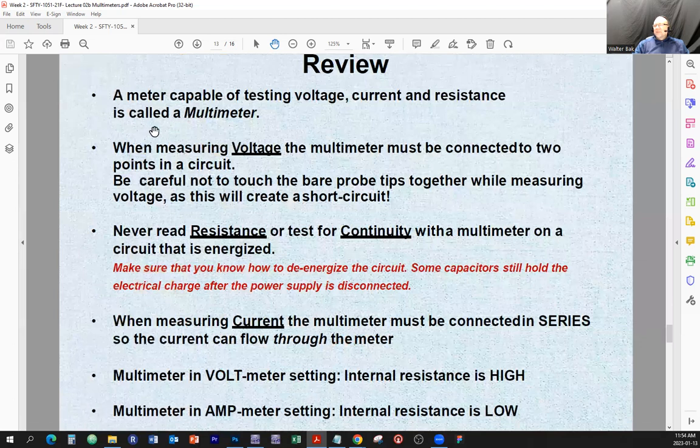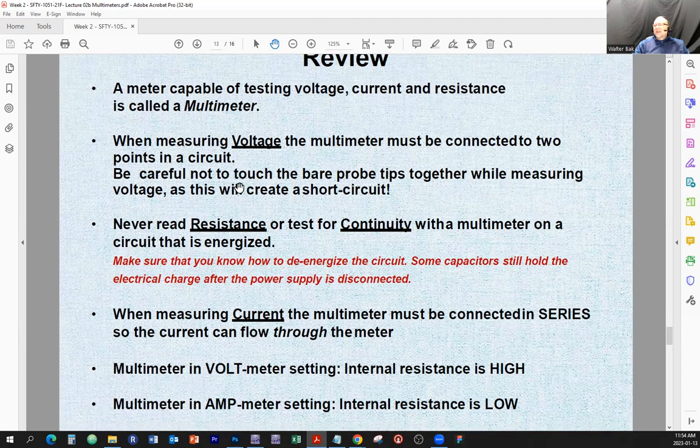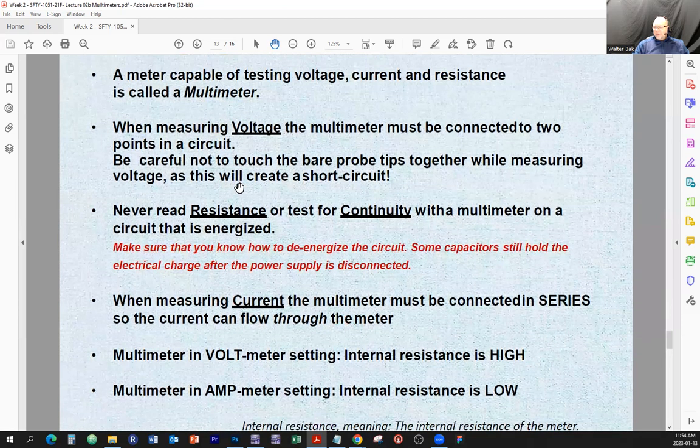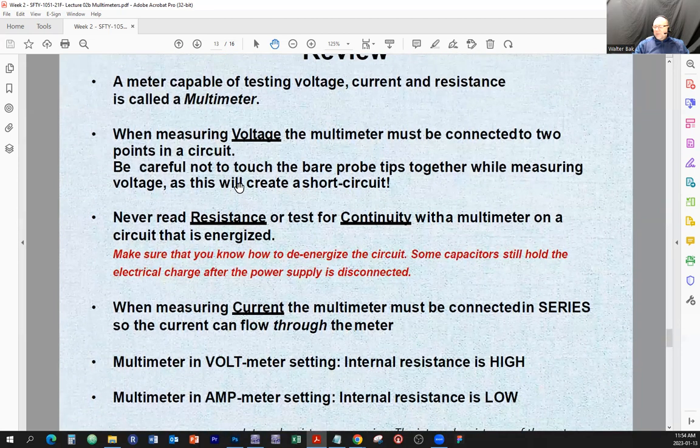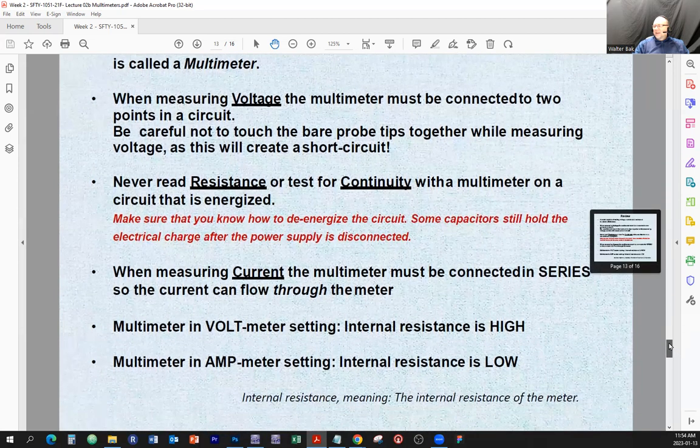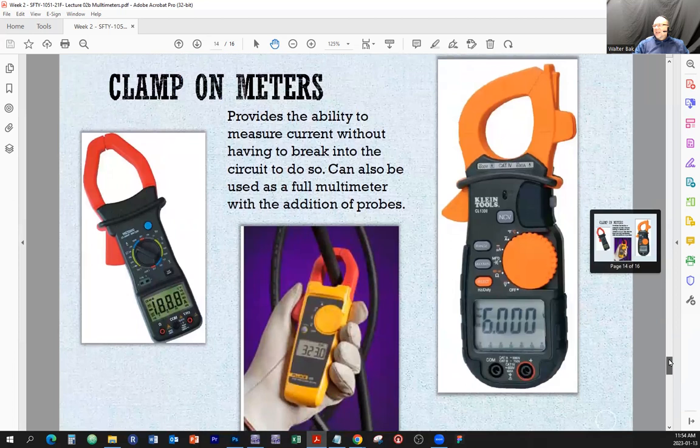And here's the review. A meter capable of testing voltage is, so you know what, I'm going to let you read this here, which is basically all that I said. That's the last page of the presentation here. Now, it's not the last page. It's the last page of the thing that we talked about. Different types of meters. A clamp-on meter. We're almost done here, guys.